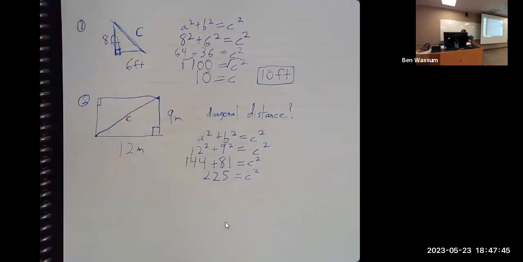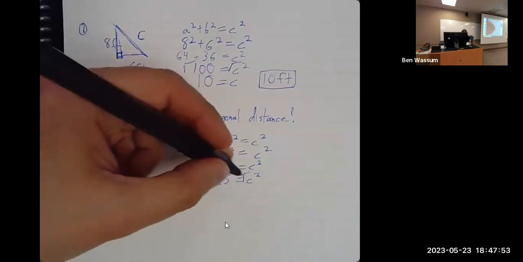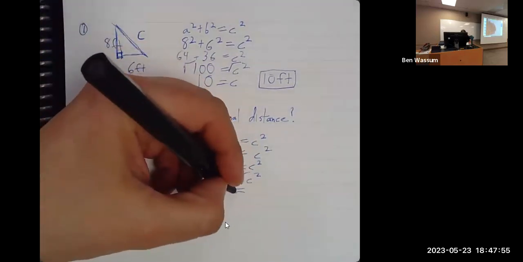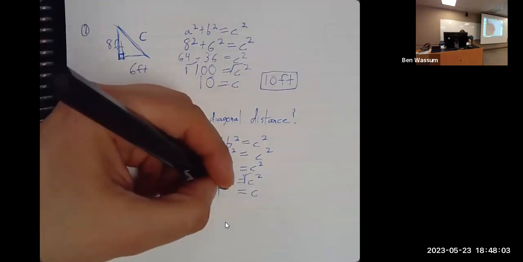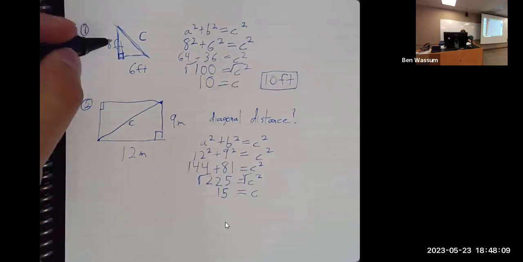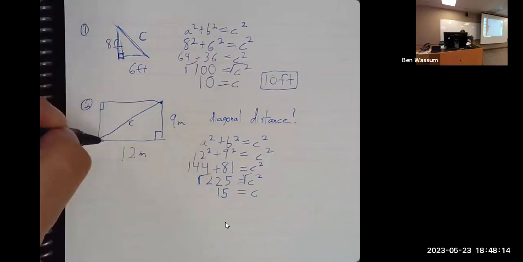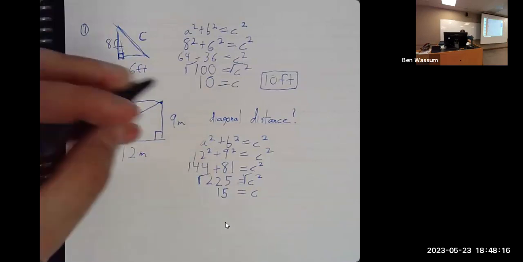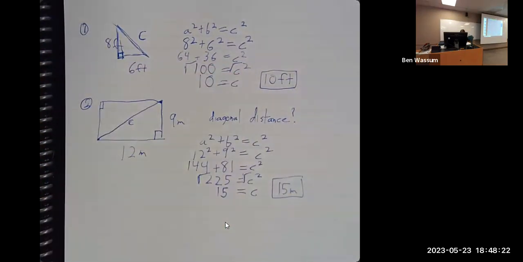Which you probably don't recognize, but I do. When I square root both sides of this to get that C alone, this actually ends up being a perfect square. This happens to be what happens when you square the number 15. So the square root of 225 is 15. So now that we know that, we know that this length would be 15, the unit would be meters. 15 meters.